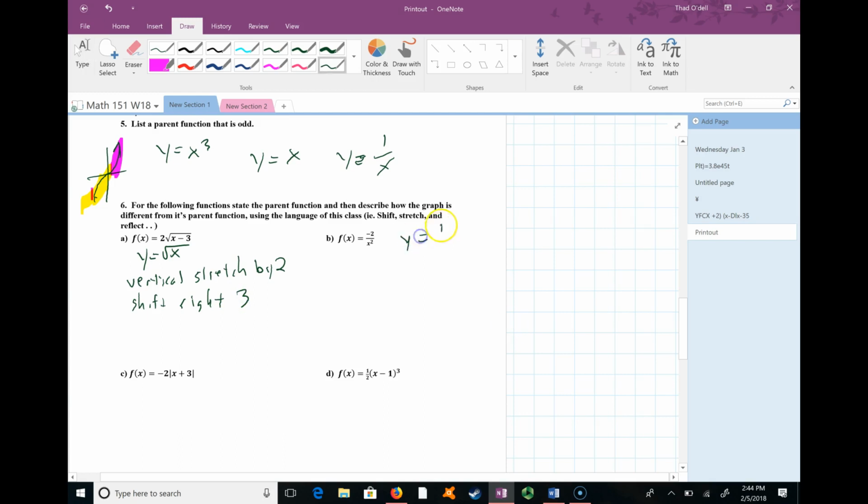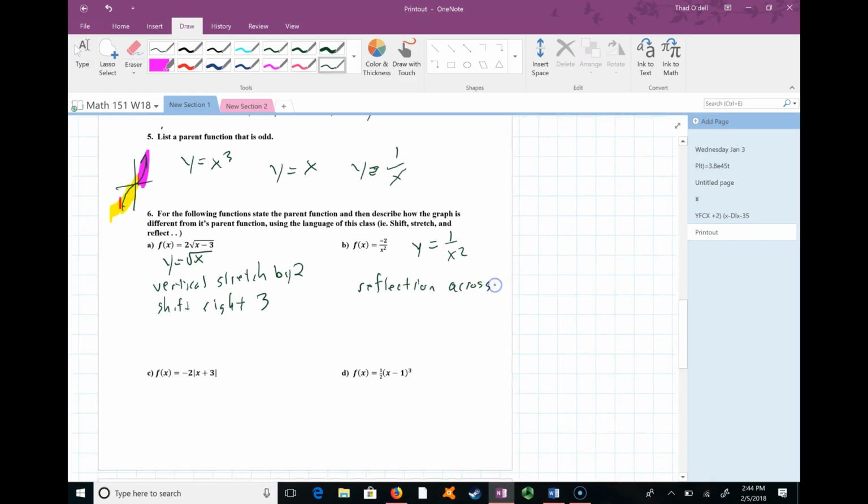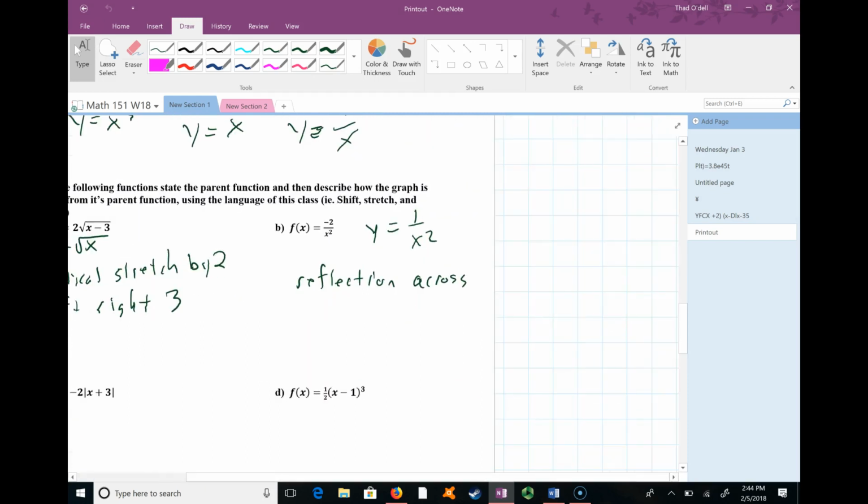The parent function here is y equals 1 over x squared. And it has a reflection across the x-axis. Because we know if it's on the outside, the y's are going to be affected. And there's also a 2 up there. We've got to figure out what that 2 does. So that 2 is a vertical stretch by 2.